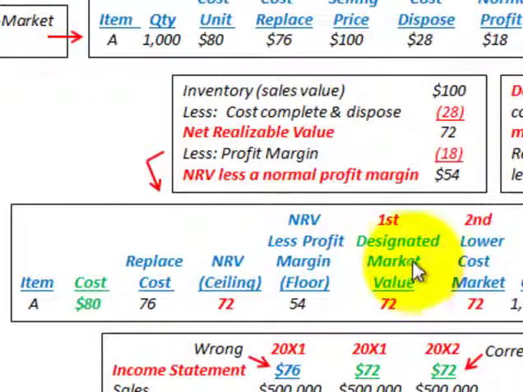So let's look at it. First we have to determine the designated market value, and that's going to be the middle value between the replacement cost, the net realizable value that we calculated up here at $72, which is the ceiling amount, and the net realizable value less the profit margin, which is our floor amount, that $54 amount. So what we have to do is determine the designated market value.